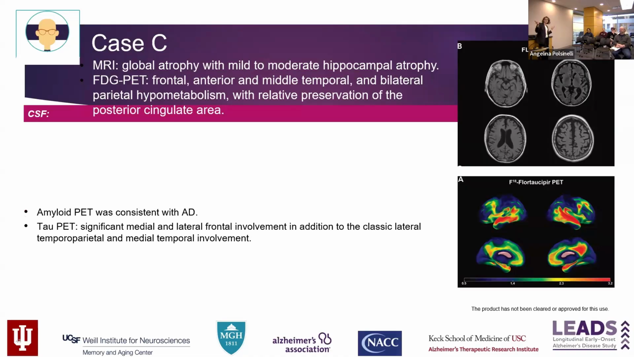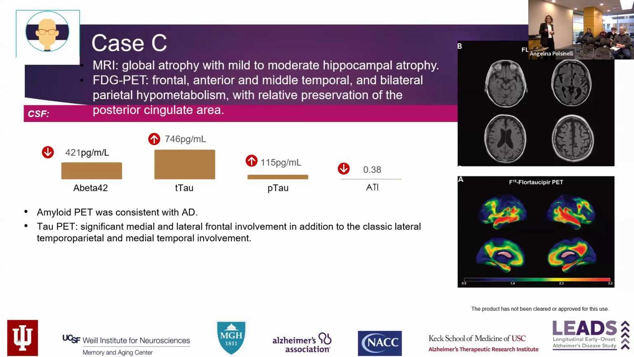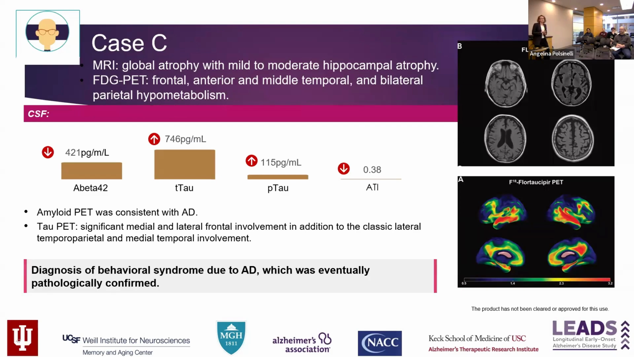So his amyloid PET was consistent with AD, and tau PET, again, was consistent with where the atrophy was. His atrophy was pretty global, but he had a classic temporal parietal frontal involvement. ATI was less than 0.8, and he was diagnosed with behavioral syndrome due to AD, and he was eventually pathologically confirmed at autopsy.